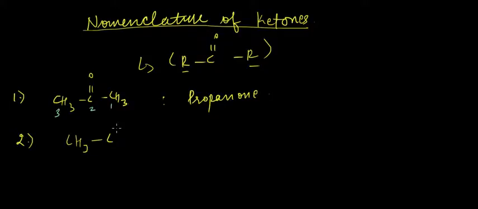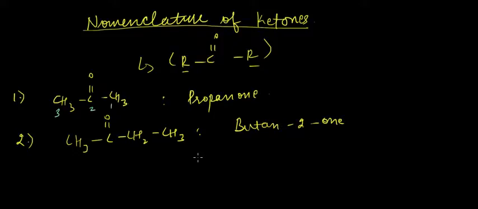Let's see, for this case the name would be butan-2-one. And why? Let's do the numbering and see. From which carbon should we start the numbering? From this carbon atom or from this carbon atom? Obviously from this carbon atom. Why? Because we can find the functional group at the second position only if we start the numbering from this carbon atom. But if we start the numbering from the other carbon atom, we would find it at position number 3. So that will not be the case, and we will start the numbering from this carbon atom, hence the name is derived.